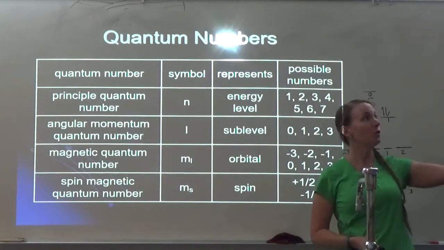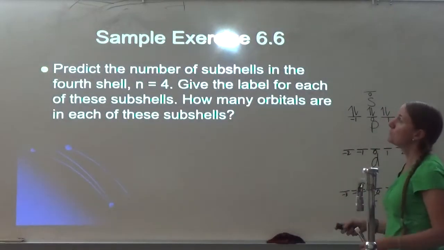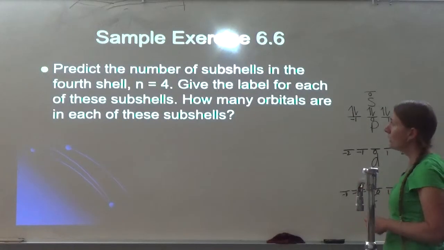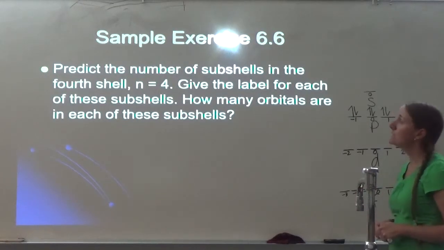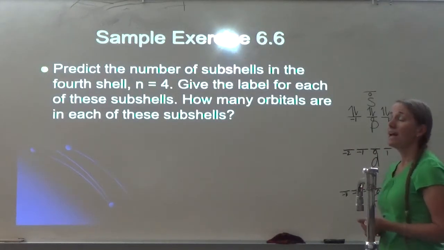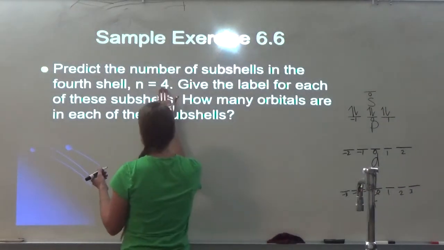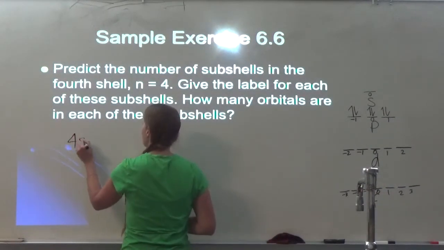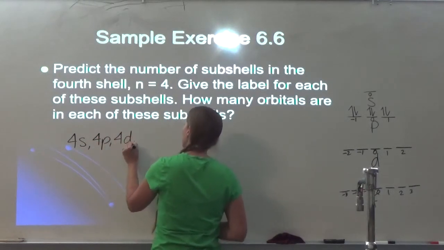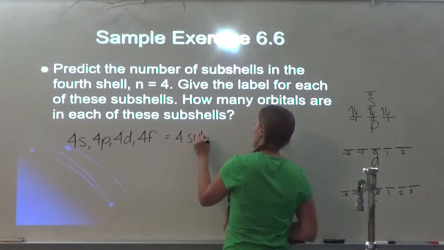So if n is 2, I know I'm on the 2nd row of the periodic table. It says, predict the number of subshells in the 4th shell, n equals 4. Give the label for each of these subshells. How many orbitals are in each of these subshells? All right, so we have n equals 4, so that's the 4th energy level. So let's think about what has a 4. I know there's a 4s, a 4p, a 4d, and a 4f. So that means 4 sublevels total.